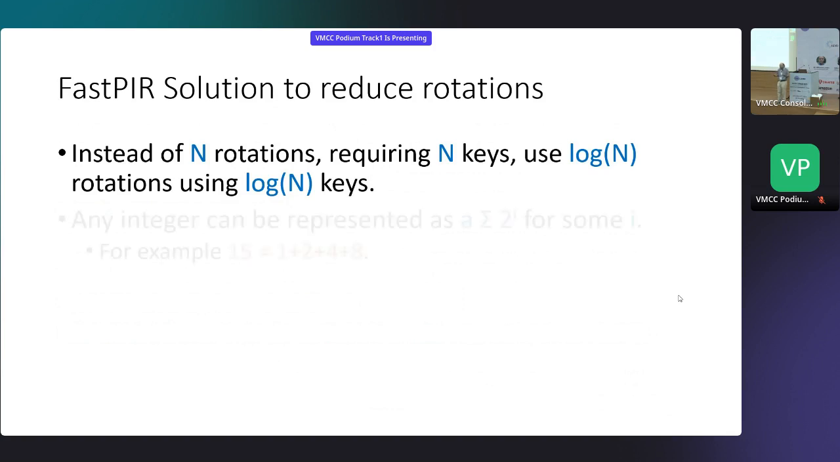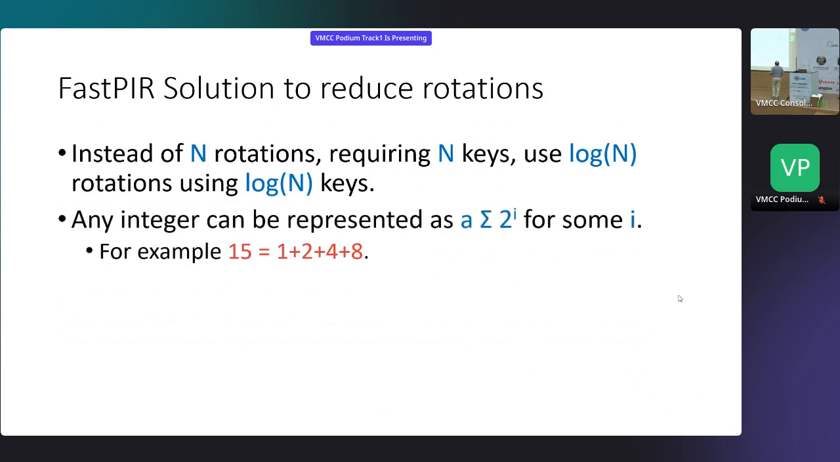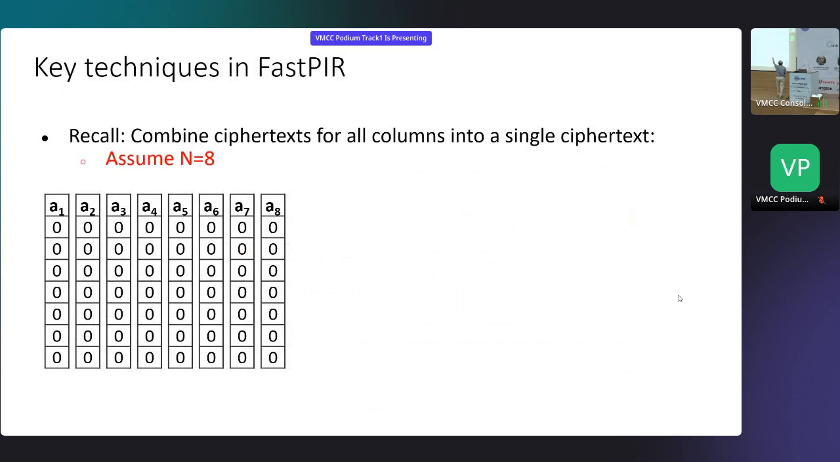Binary, yeah? Okay, it's getting very late at night, but basically, if I need to do 15 rotations, then I could do 8, and then 4, and then 2, and then 1. So by doing the binary expansion, figuring out the representation, instead of requiring 15 different rotations, I can use log n rotations, log n keys to do rotations. Here I have n equal to 8 to make the numbers look interesting.